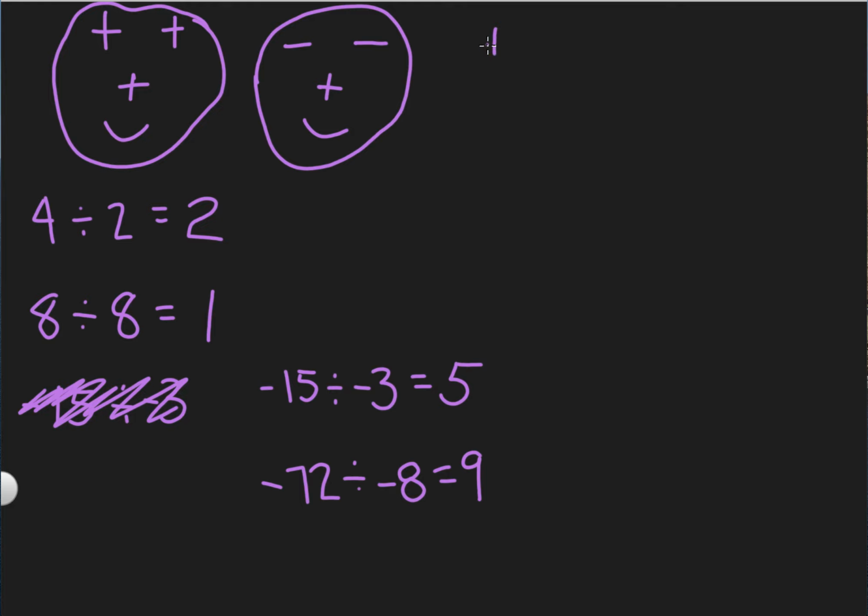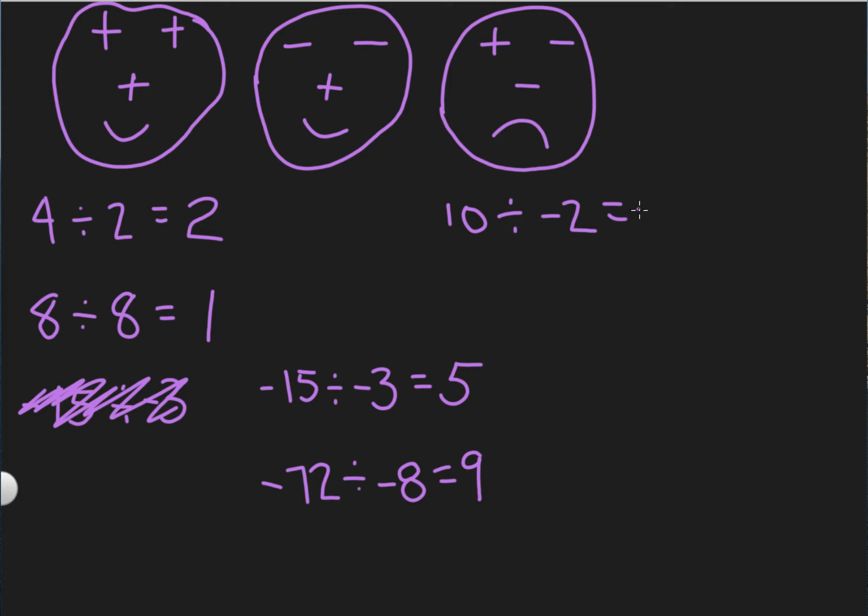Next face, positive and a negative. My result is going to be negative. So we've got different signs, the result is negative. So if I have, let's say 10 divided by negative 2, I have a positive and a negative, so my result is going to be negative. And 10 divided by 2 is 5.